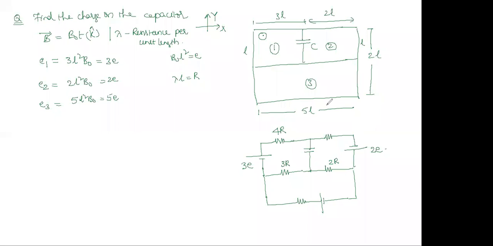This is 2R. This is L, L. This is 3R. And 5L, 6L, 7L. 7R is there. This will be 5E. Is it right? Verify the corresponding circuit. So 6R.